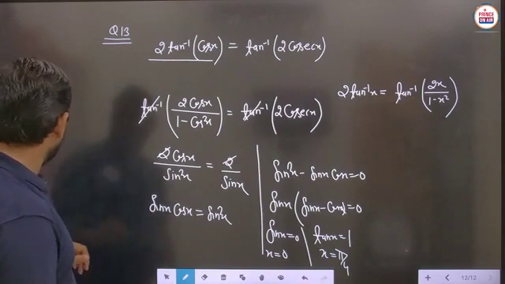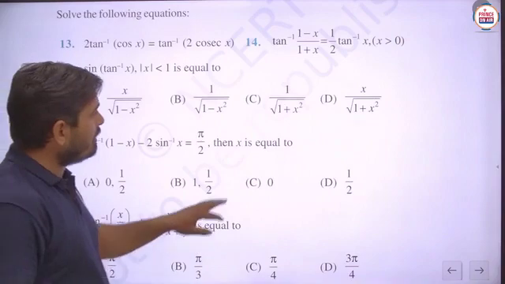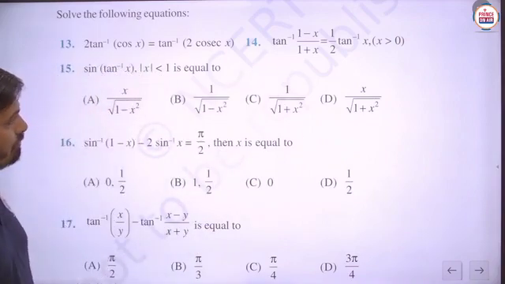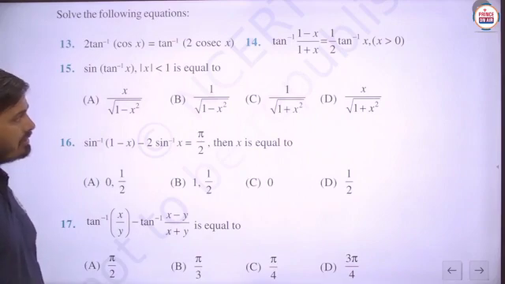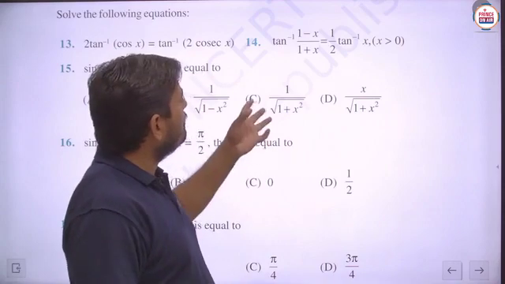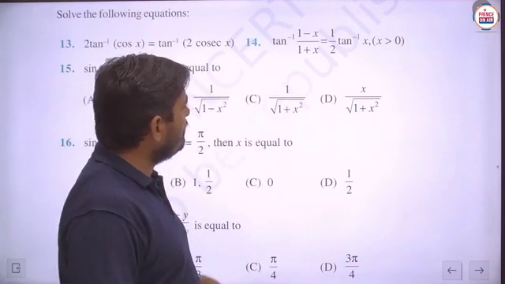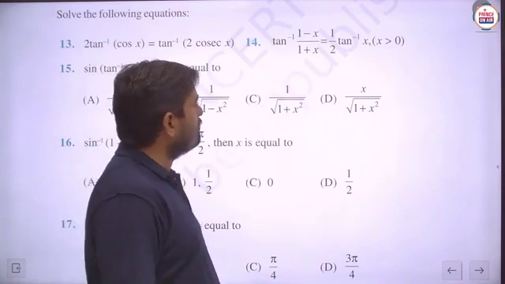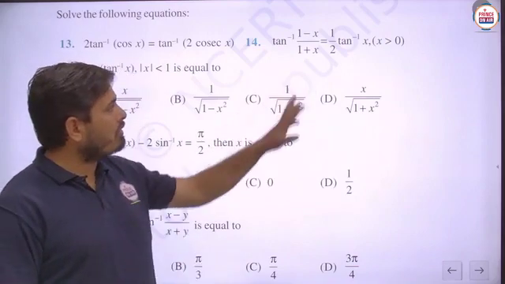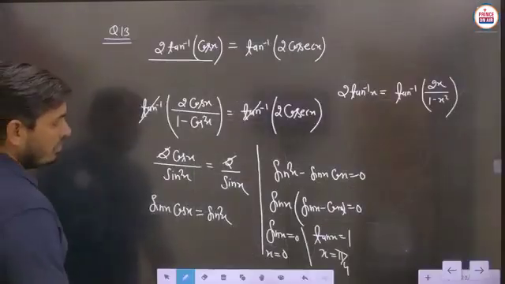Question number 14. You can just again see the question number 14. That should be tan inverse (1 minus x upon 1 plus x) equals to 1 by 2 tan inverse of x. No problem. Easily you can do the calculation of this part, but either we can do some simplification, or you can just solve the question, no problem. So we will take this question number 14.